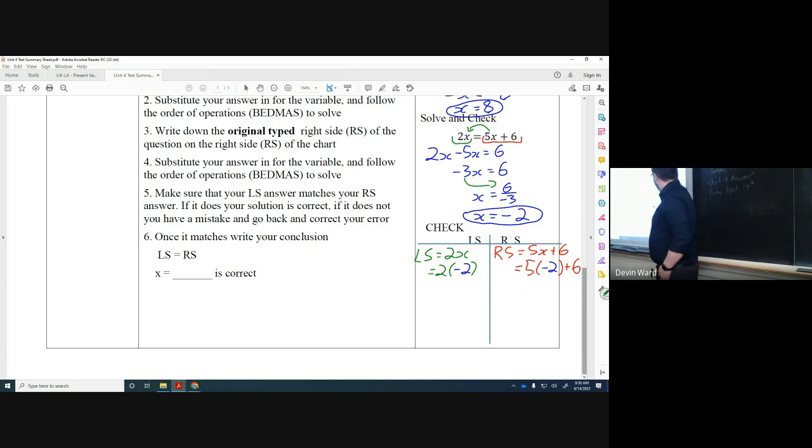Okay, now I can simplify my left side. What's 2 times -2? Robbie? -4. -4, perfect.